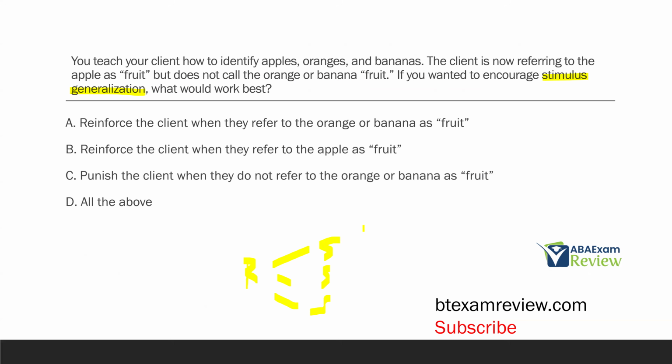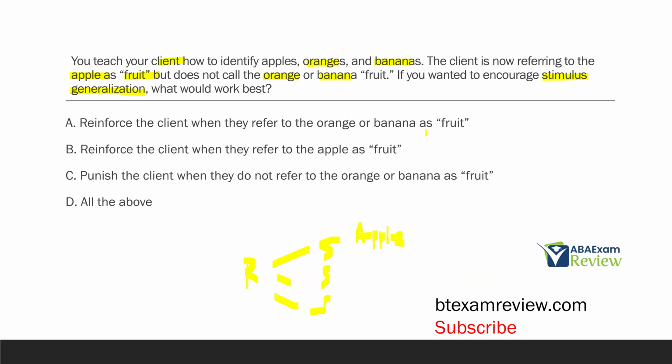So in this case, what response do we want to generalize? Well, we want our client to start saying fruit, not only in the presence of apple, but also oranges and bananas. So right now, the response of fruit is being said in the presence of apple, and we want the client to start saying fruit in the presence of orange or banana. So we're trying to increase this skill or this communication behavior. What's going to work best in order to increase that behavior? A, reinforce the client when they refer to the orange or banana as fruit.